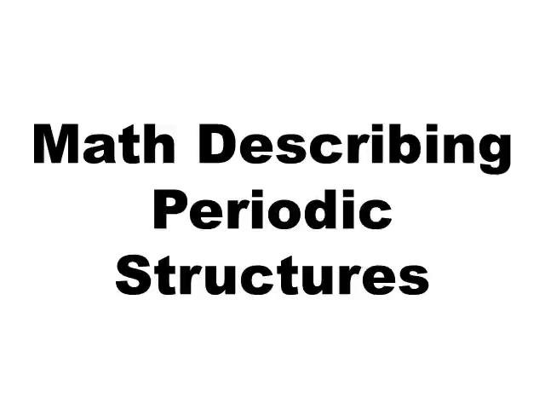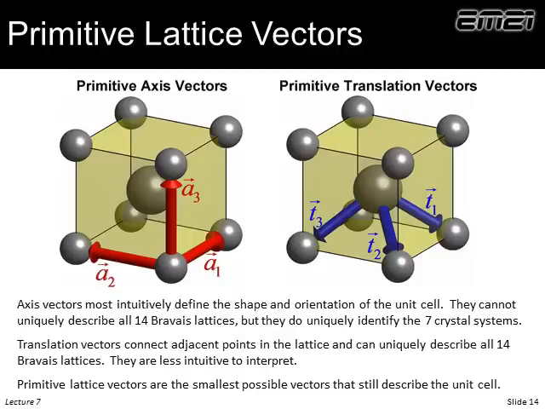Now let's get into the specific math describing the periodic structures. So we describe a periodic lattice using what we call lattice vectors. And these come in 2 types. We have what's called the primitive axis vectors. The axis vectors point along the edges of the unit cell. So they very intuitively describe the size and orientation of our unit cell.